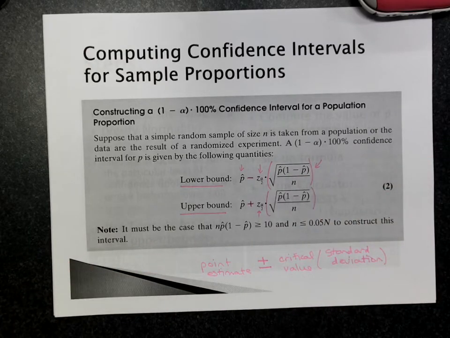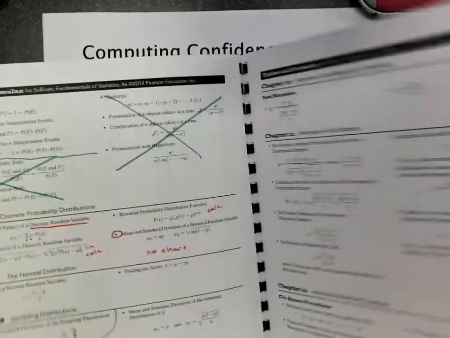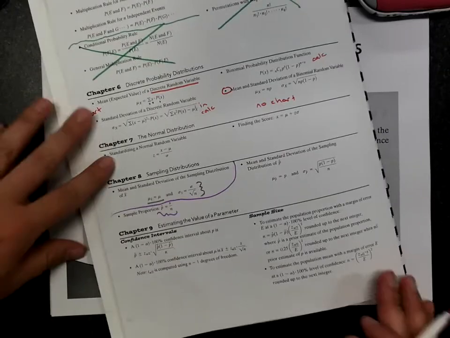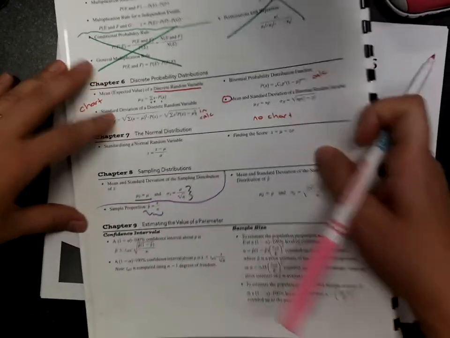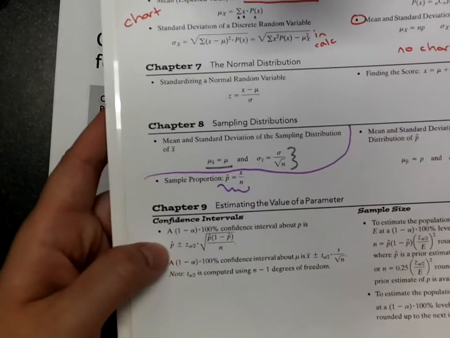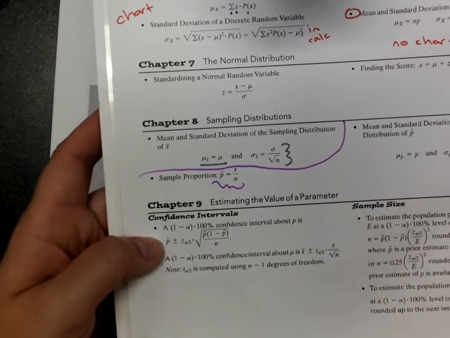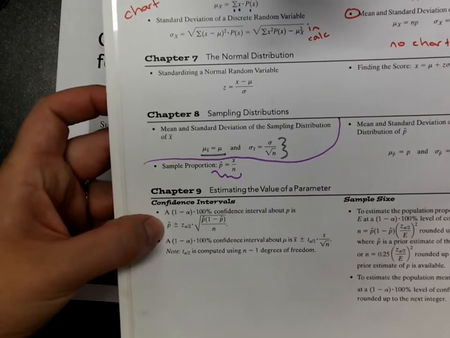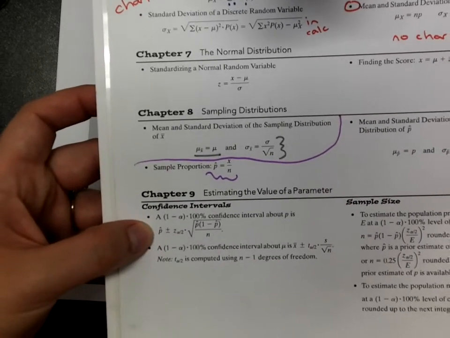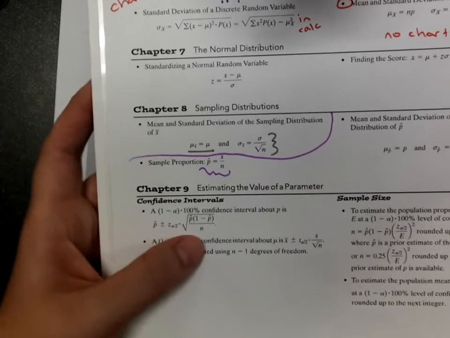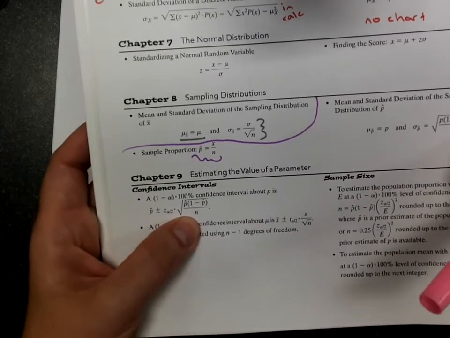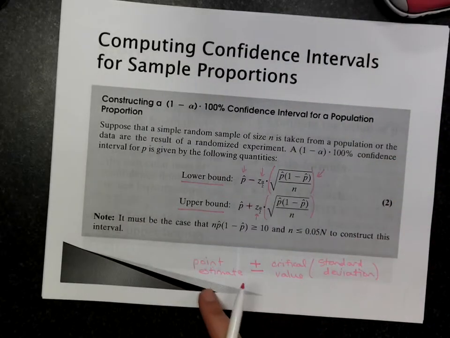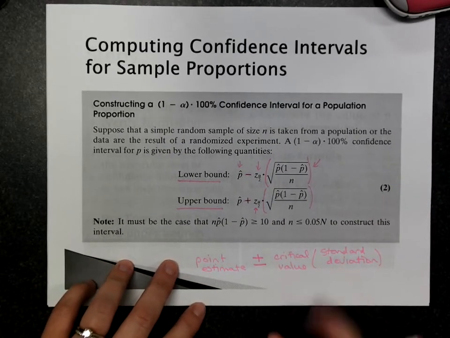So back in your formula booklet, if you turn to the second page at the bottom where it says chapter 9, you'll see the formula right there. And it has the plus and the minus at the same time. The textbook separates them, but the formula sheet puts them together. So z of alpha over 2 is the critical value, and there's the standard deviation for a proportion, which you can see right above it in chapter 8. It's the same thing. So point estimate plus or minus the critical value times the standard deviation.